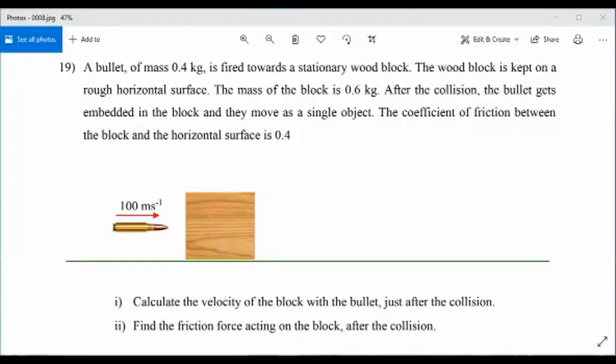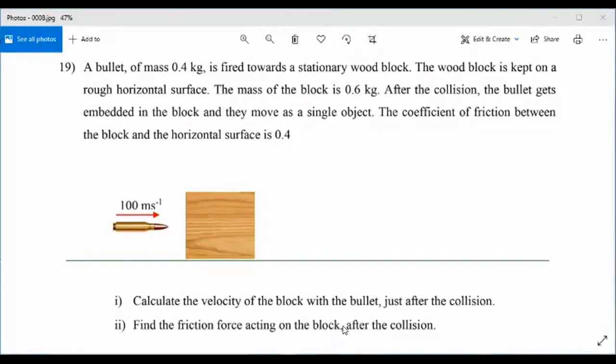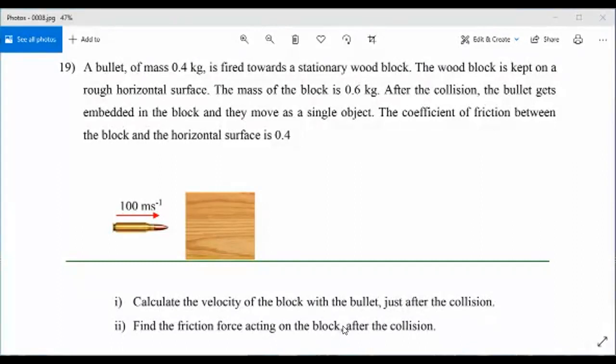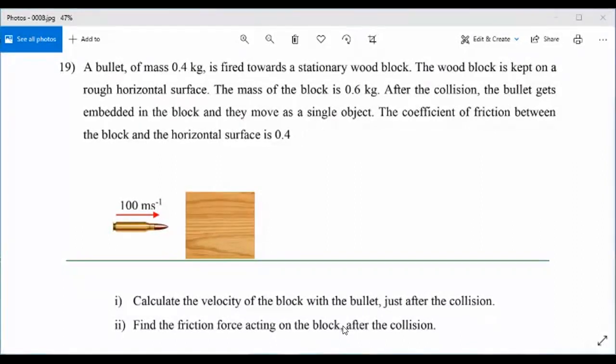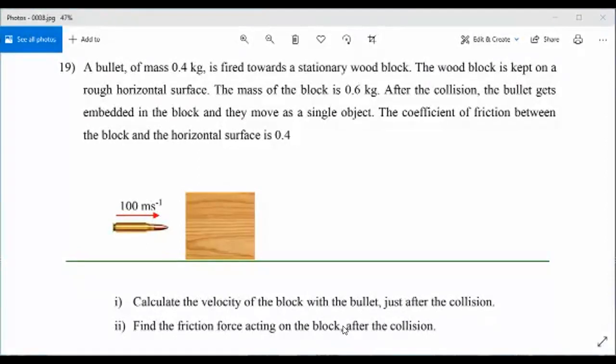Roman number 1. Calculate the velocity of the block with the bullet just after the collision. Roman number 2. Find the friction force acting on the block after the collision. Roman number 3. How much distance is traveled by the block when it comes to rest?